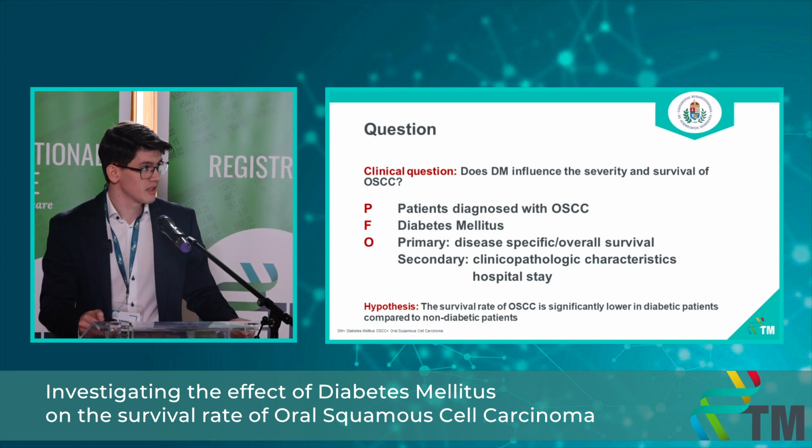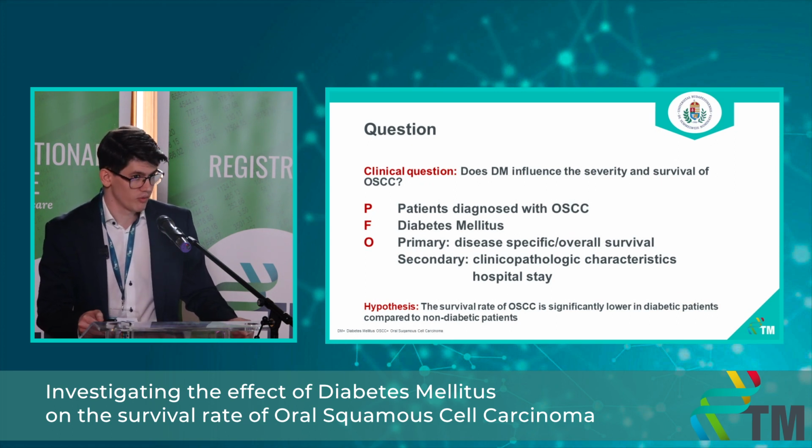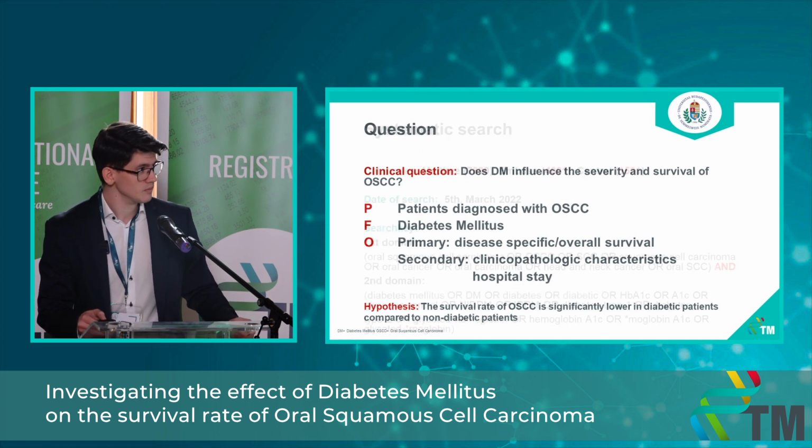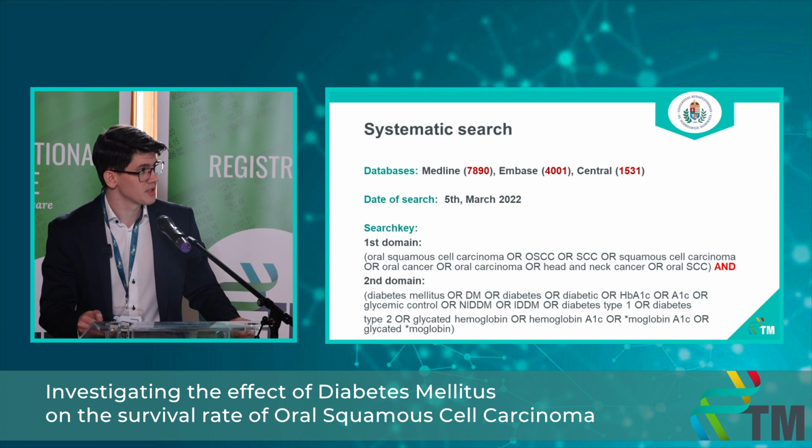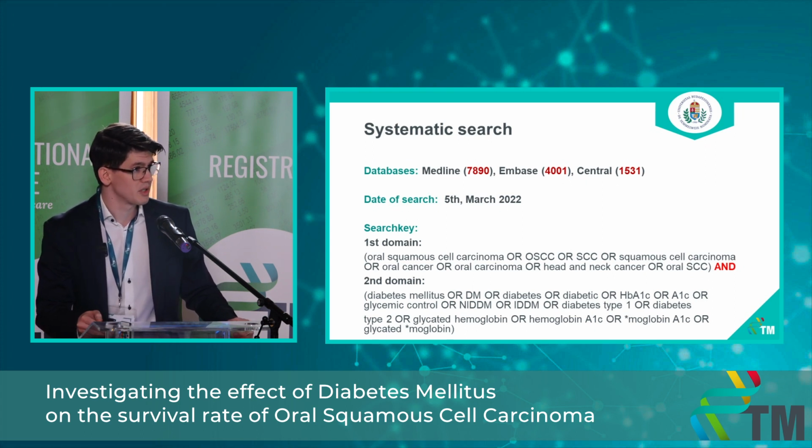In order to answer our clinical question, we yet again have used the PFO format. The population are patients diagnosed with OSCC. The prognostic factor is diabetes mellitus, and the outcome is disease-specific or overall survival. We have conducted the systematic search on the 5th of March in the 3 main databases. We have used a similar search key like before with 2 main domains, the first for the population and the second for the prognostic factor.